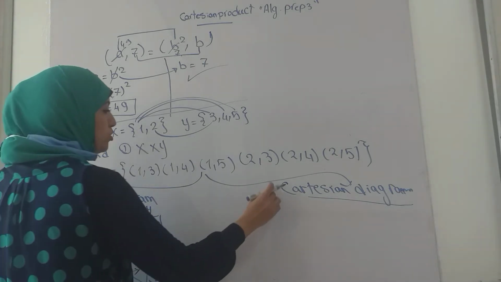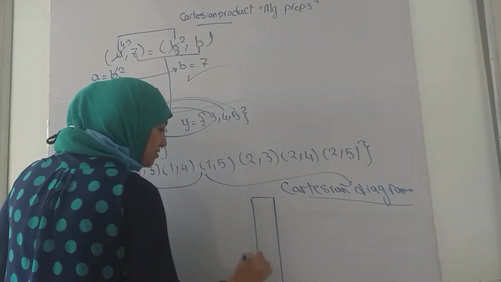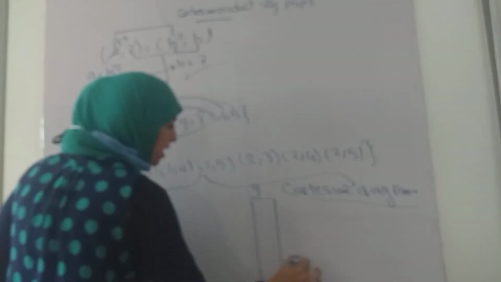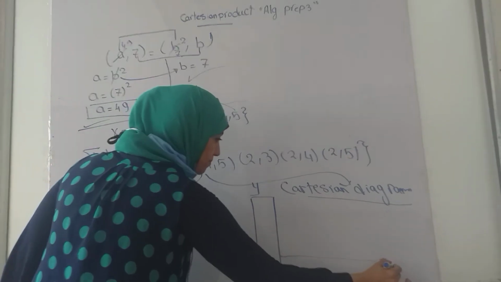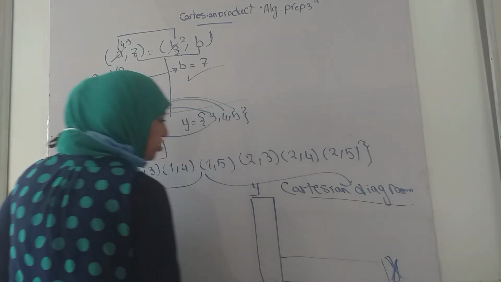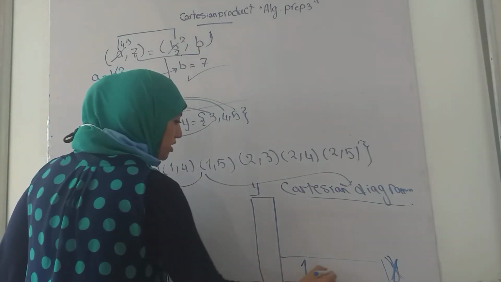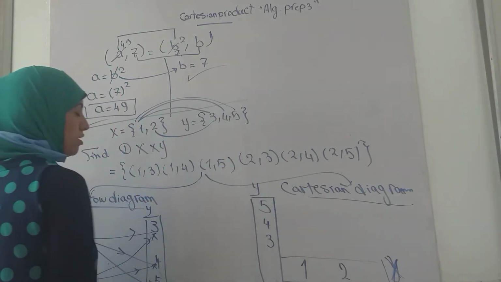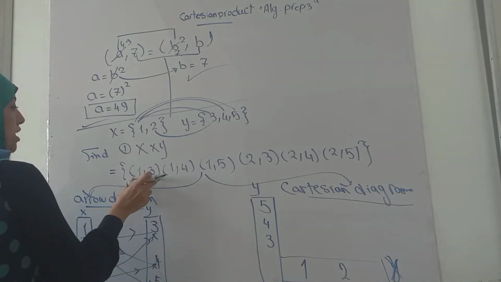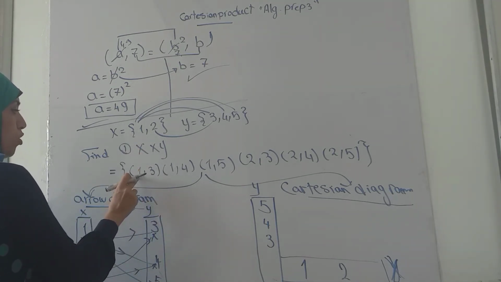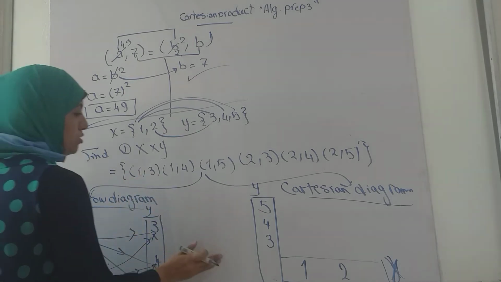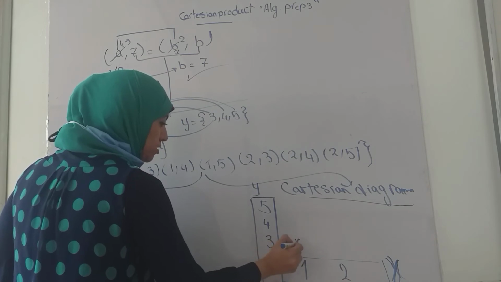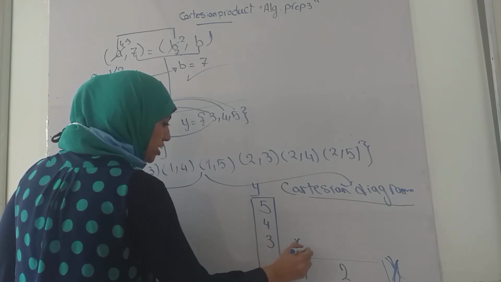In the Cartesian diagram we should write the y-axis in the vertical place and the x-axis in the horizontal place. Write the elements of x, which are 1 and 2, and the elements of y, which are 3, 4 and 5. Then make the Cartesian product and put the ordered pairs. What is the first ordered pair? 1 and 3. We go along the x-axis horizontally to 1 and up to 3. So this ordered pair is called (1, 3).